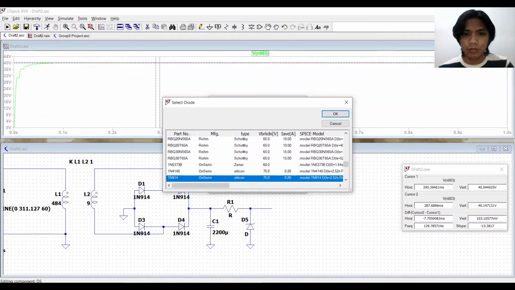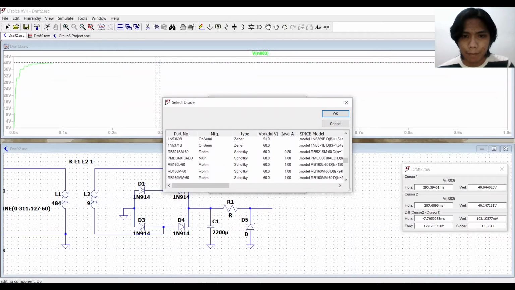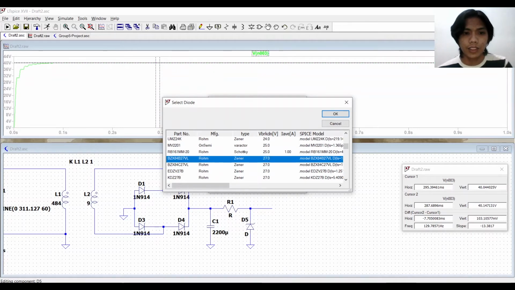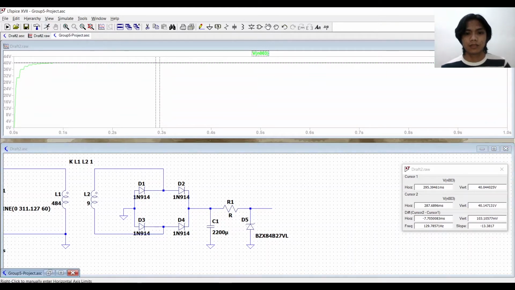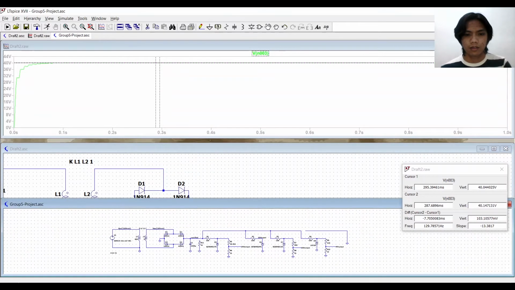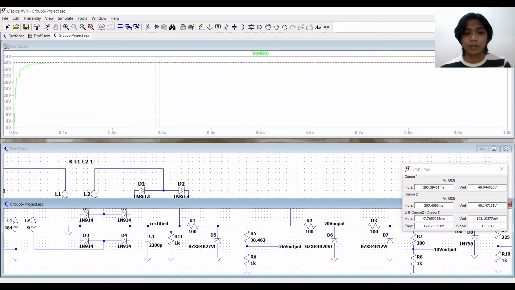The diode that we would be using is this one from ROHM, BZX8, something like that. It is included in our IEEE documentation, so it's just the same as like here. It is similar here to what we've built.